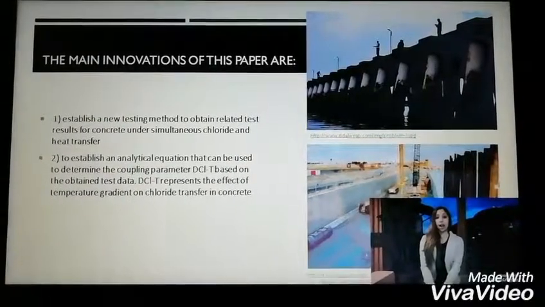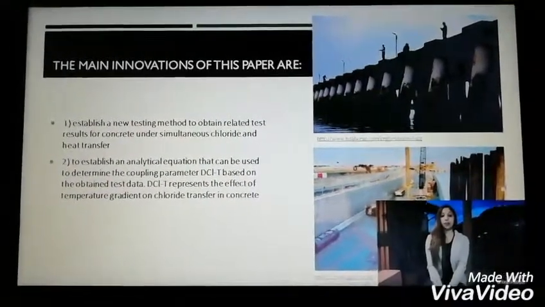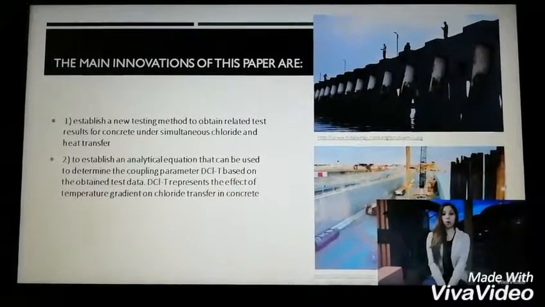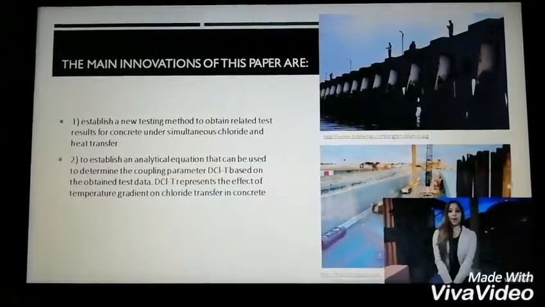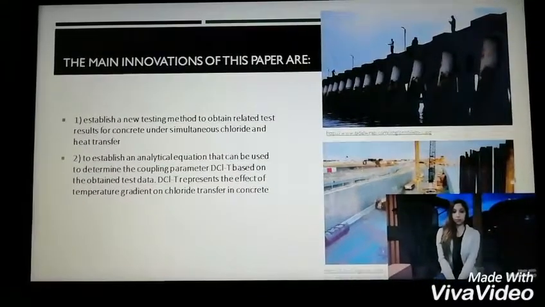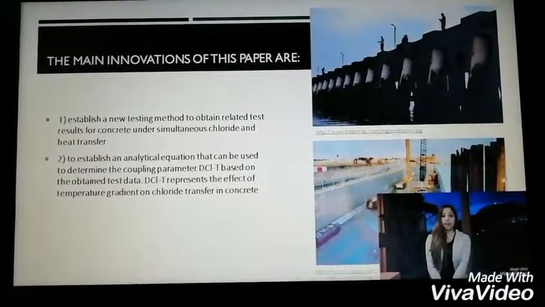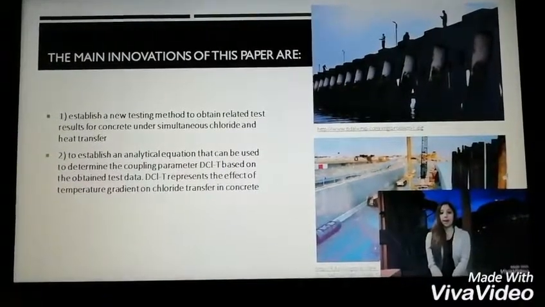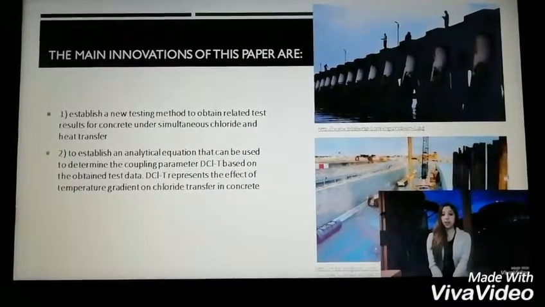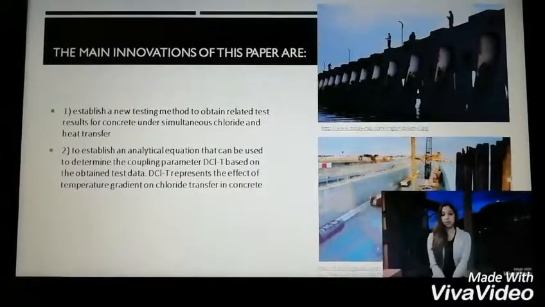First, establish a new test method to obtain relative results for concrete under simultaneous chloride transference and heat. And second, an equation which can be used to determine the coupling parameter DCLT based on the test data obtained.